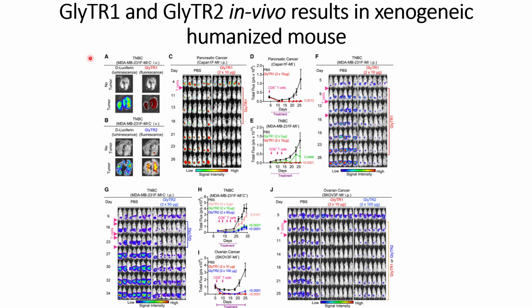In this video, we will discuss some of the in vivo results of GlyTR1 and GlyTR2 in the xenogeneic humanized mouse, where they have checked different types of cancers. In panel A, they have shown the immunofluorescence image of the triple negative breast cancer with D-luciferin, that is luminescence. Here we can see the general tumor image, and the GlyTR1 detection or fluorescence can also be seen in this panel A.